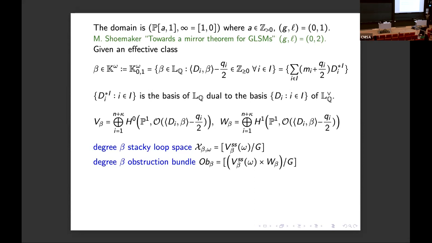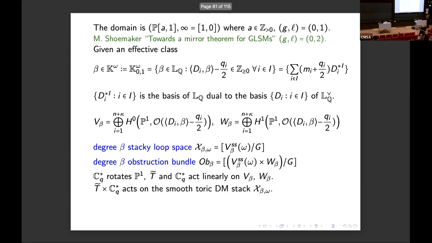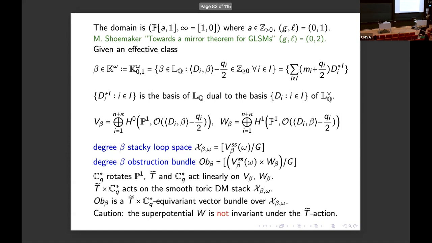And in this case, this moduli space is very simple. So this X_beta is the quantum version of X, and we have the obstruction bundle. Now this moduli space is not compact, but there's a C star action that rotates the domain P1. And we also want to use the T tilde action. So we are going to define some T tilde equivariant invariants.